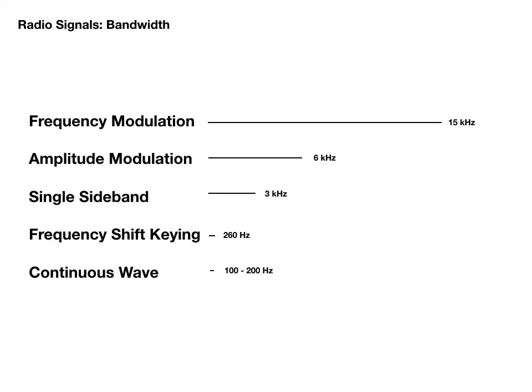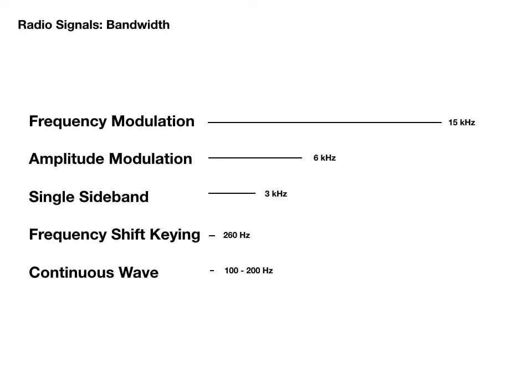Now, let's compare the bandwidths of the modulated signals we've just discussed. The signal with the widest bandwidth is an FM signal at 10 to 15 kHz. Even though it has a wide bandwidth, it does offer excellent audio fidelity, and that's one reason it's used extensively on the VHF and UHF bands, where amateurs have a decent amount of bandwidth to play with.